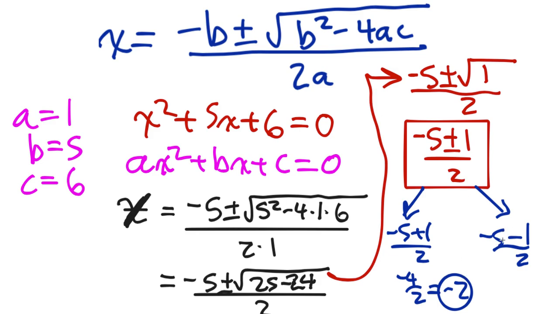The other one is negative 5 minus 1. That simplifies to negative 6 over 2, and then negative 6 over 2 simplifies to negative 3. So you have 2 answers here, negative 2 and negative 3. Most teachers are going to be cool with these blue circled answers. Some teachers are cool with the red boxed answer.